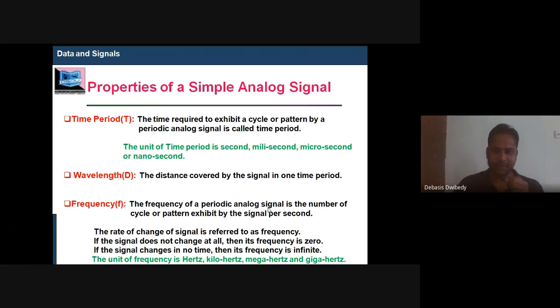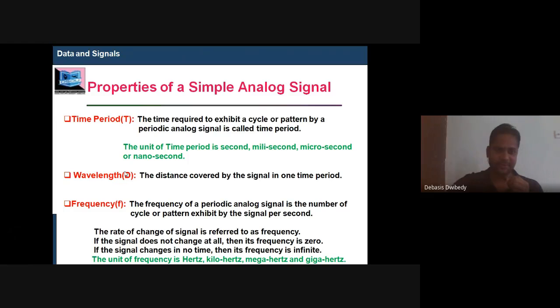And the unit of frequency is hertz, kilohertz, megahertz, gigahertz. So the unit is very important to understand for calculation and mathematical calculation purposes. We must understand the units, and we must understand the conversion of units. So while you are facing a problem regarding time period, wavelength and frequency, you must be able to understand the units. This wavelength is a distance, so the unit is meter, kilometer, like this.